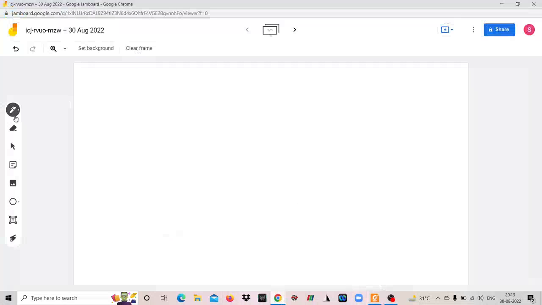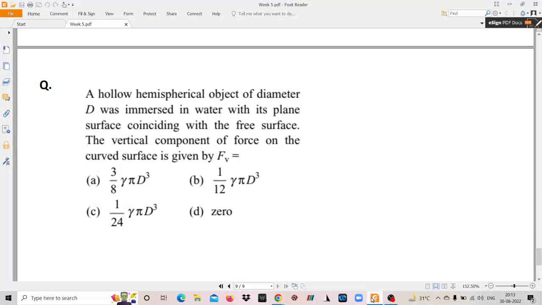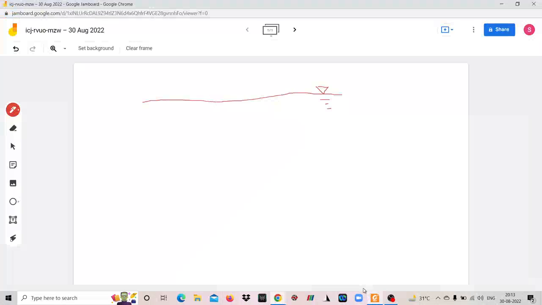Let's look at this problem. There is a static fluid, which is water, given in the question. There is a hollow hemispherical object of diameter d. Basically, there is a hemisphere of diameter d such that the plane surface of this hollow hemisphere coincides with the free surface.